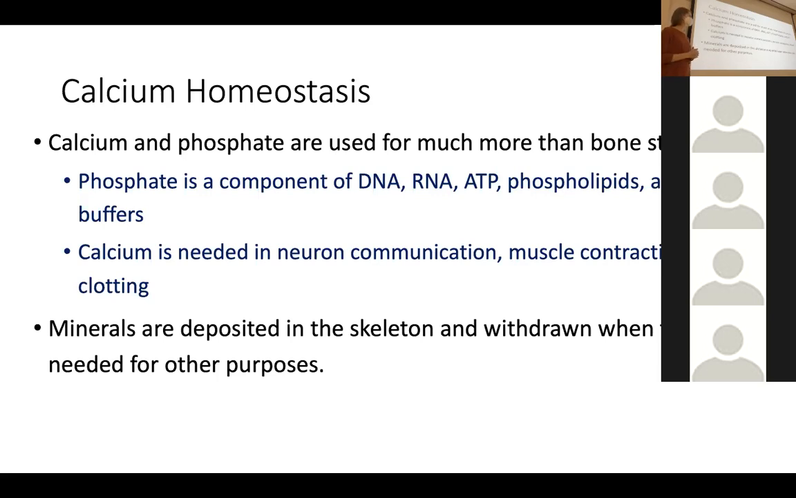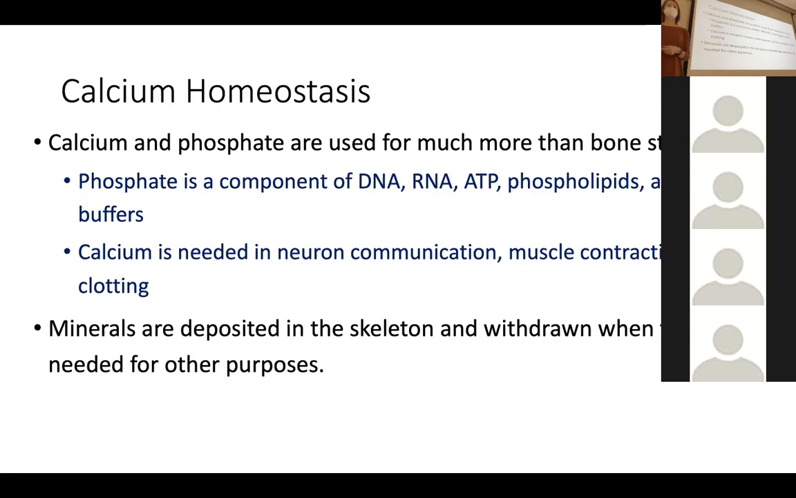Same idea behind calcium. Calcium is very important in neuron communication and muscle contraction. So we'll talk about those when we get into the nervous and muscle tissue chapters. And it's also important in blood clotting.